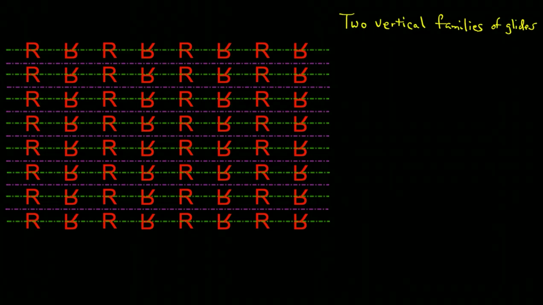And this is what they would look like if I did all of them in purple and green. You'll notice that the green ones are through the middles of the R's, and the purple ones are between the rows. And you can't do a translation from a green line to a purple line because the R's have to land on themselves. Well, let's look at a slightly more complicated pattern that has some glides.